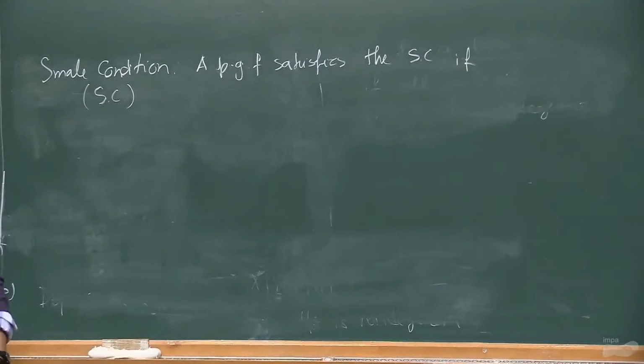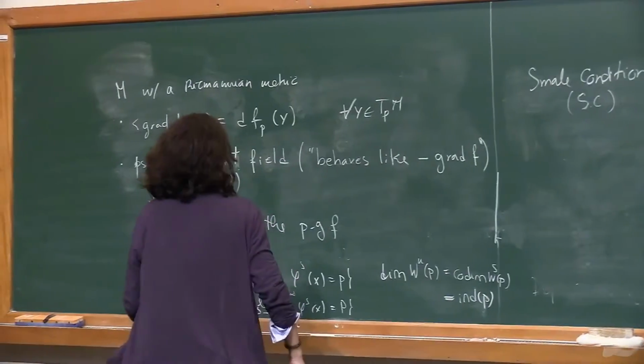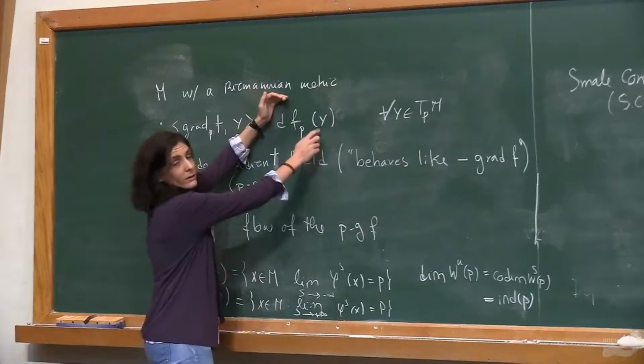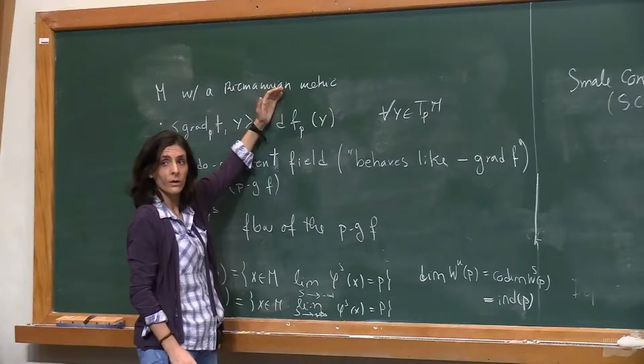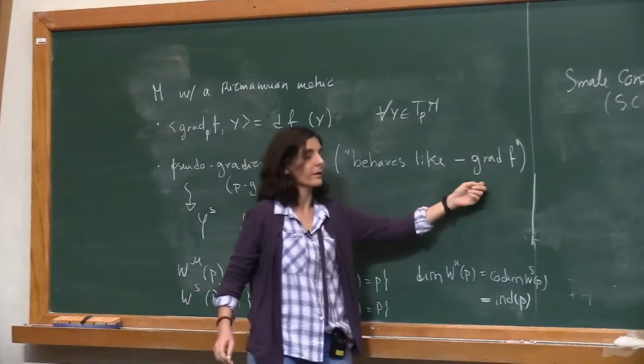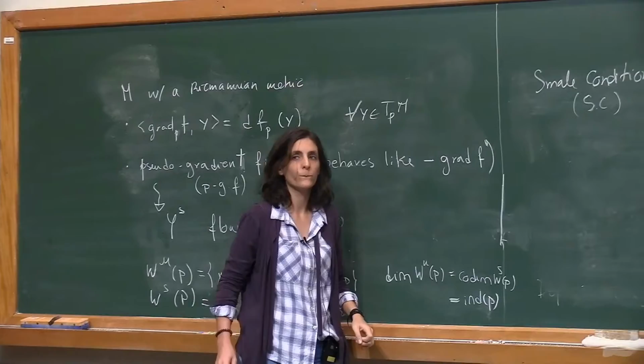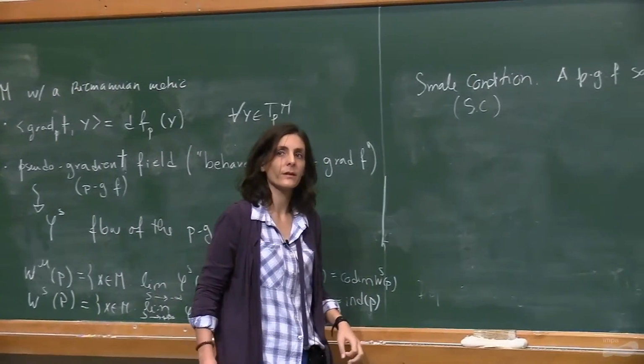Yes? What definition? Pseudo-gradient field. If you plot it here, it's less than or equal to 0, and close to each critical point it is in fact this. Okay.